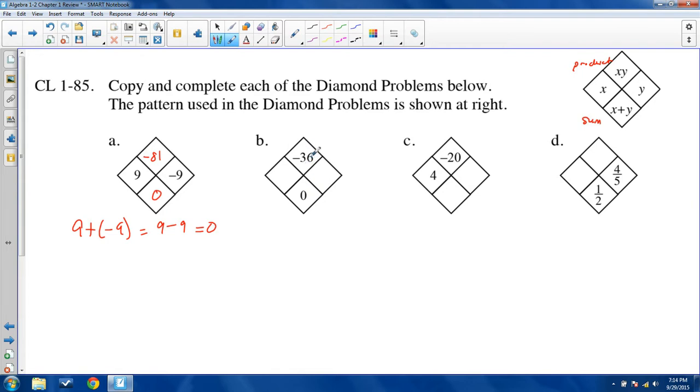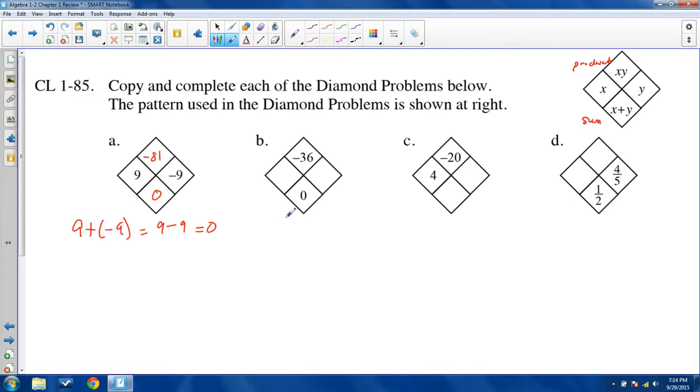There are a lot fewer numbers that multiply to become negative 36 than there are numbers that add to become 0, in terms of integers. In fact, there's an infinite amount of integers that add to become 0. And that's going to be kind of the hint toward how to get this one right pretty quickly. But in terms of this, what I want to do is instead list factors of negative 36.